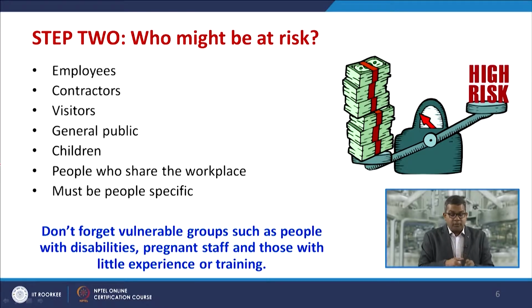So, in the broader spectrum, we may enlist all those employees, visitors, contractor, general public, children, people who share the workplace. They must be people specific. Now, do not forget the vulnerable group, such as people with the disability, pregnant staff, those with the little experience or training. So, you must analyze and you must enlist those who might be at the risk.